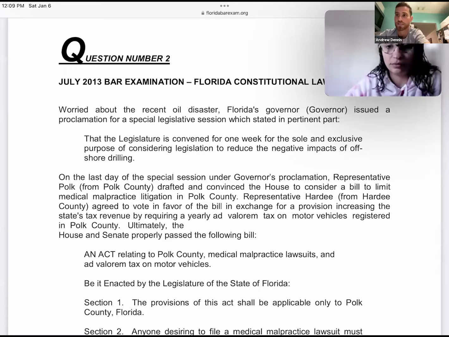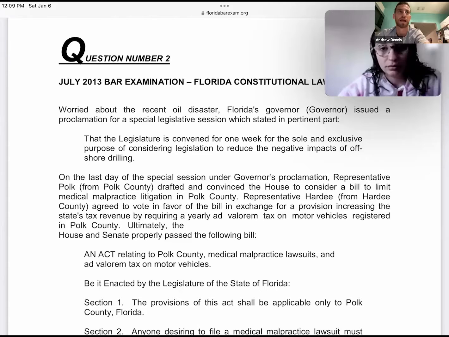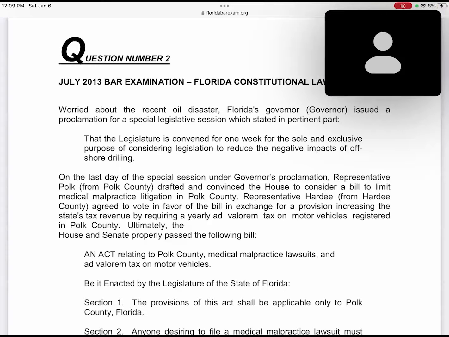Like maybe equal protection or due process. Medical malpractice litigation, when I hear that, I always am thinking about access to courts. Like, are you making it more difficult for people to get to court based on this? The big one for me, though, is the state's tax revenue requiring yearly ad valorem taxes on motor vehicles. So can the state tax property? No, only the counties can. Only the counties can tax property.